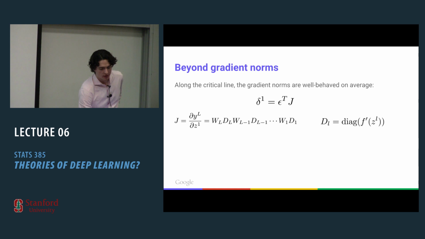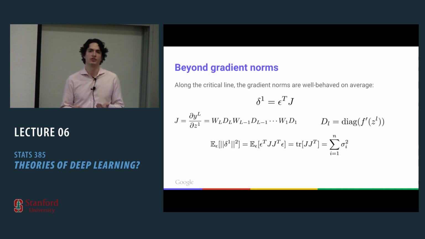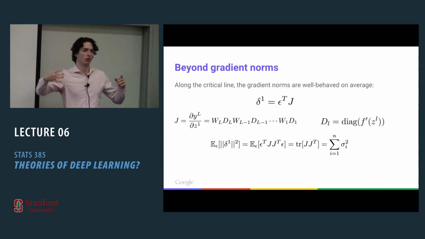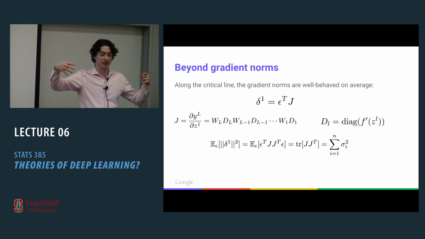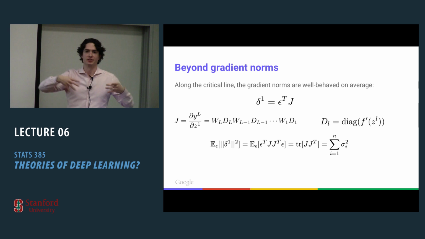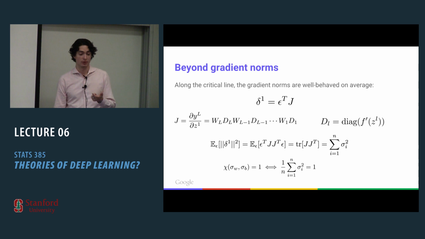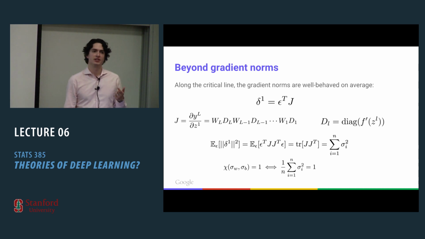And you can then ask, what is the expected norm squared of this error signal for various error signals epsilon? So what's the expected norm squared of delta 1 for random error signals coming in? And it turns out that the condition that chi equals 1, that gradients neither vanish nor explode, is equivalent to a condition on the singular values of the matrix J, namely that the mean squared singular value should equal 1.